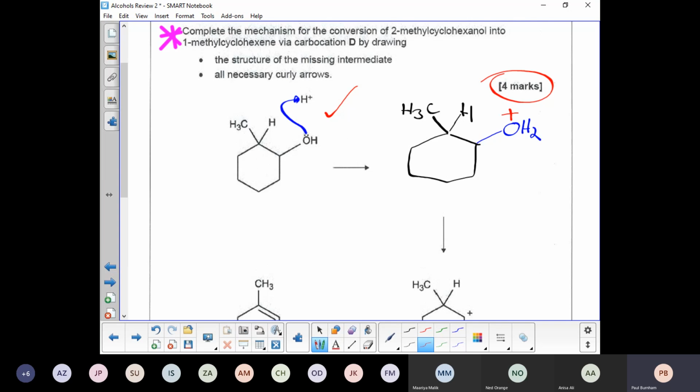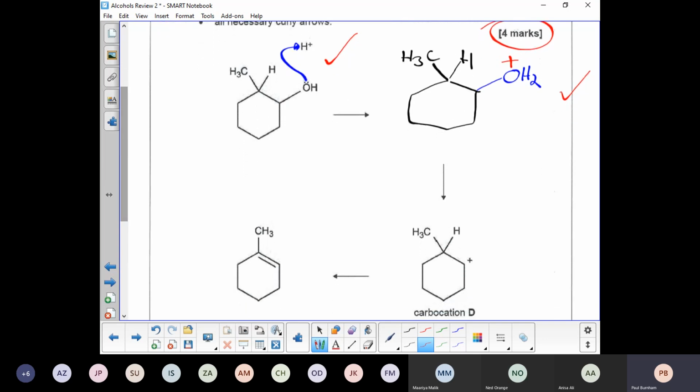So I'm on to my second mark now. I've got 1 mark for my first curly arrow, and I've got 1 mark for being able to draw that structure. But when I look down underneath it, I can see that that structure is going to form this carbocation, carbocation D. Now, of course, I need to show a curly arrow for that formation, and you can see that the OH2 group, or water, has come off that structure. I need to show a curly arrow.